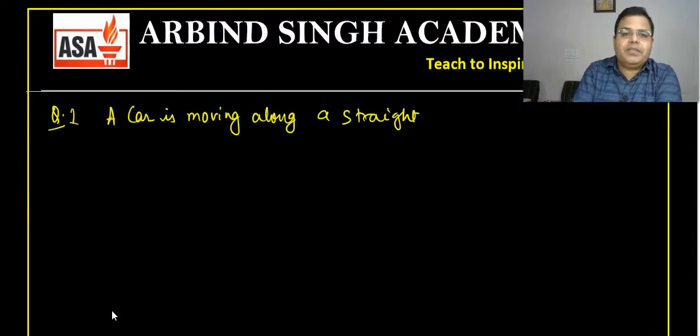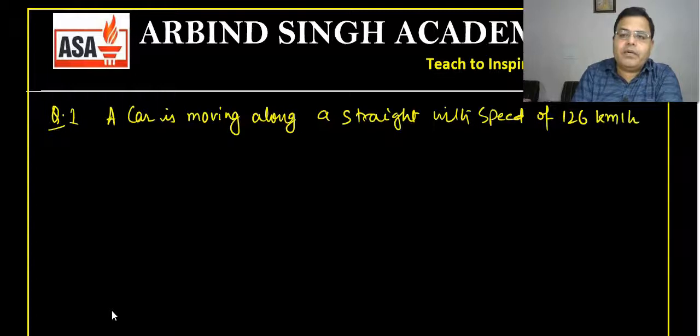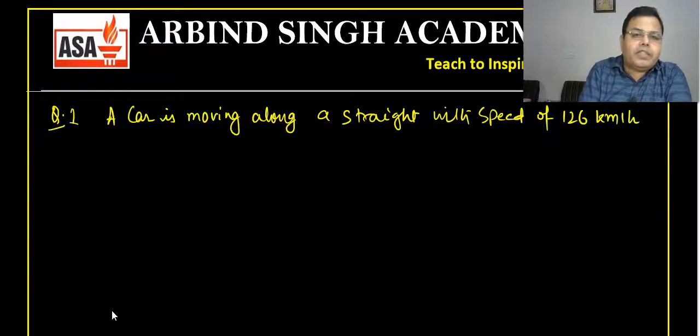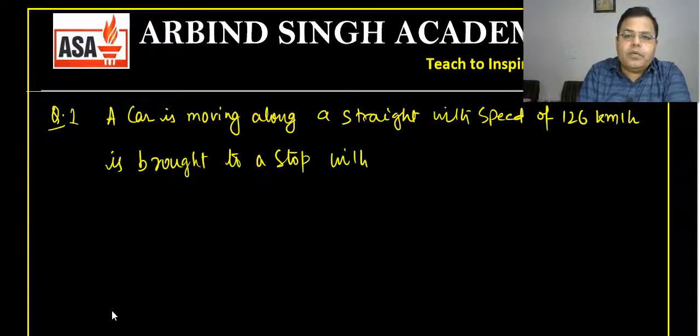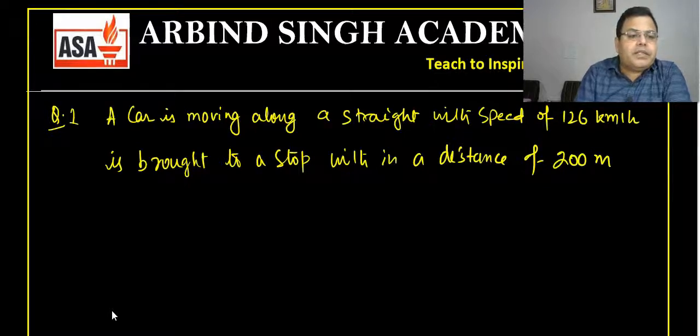The first numerical I am going to take is from NCERT. A car is moving along a straight highway with the speed of 126 km per hour and is brought to a stop within a distance of 200 meter. What is the retardation of the car?